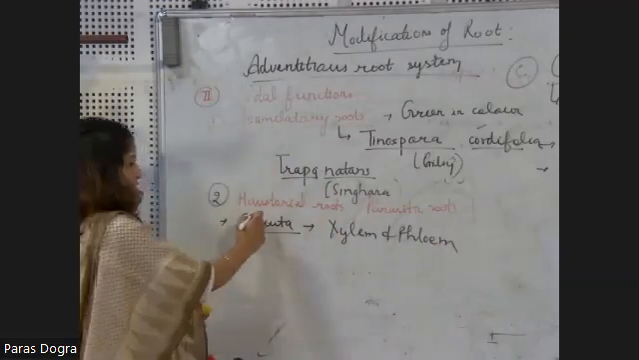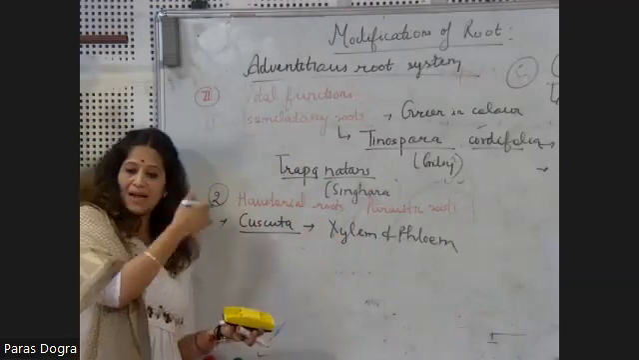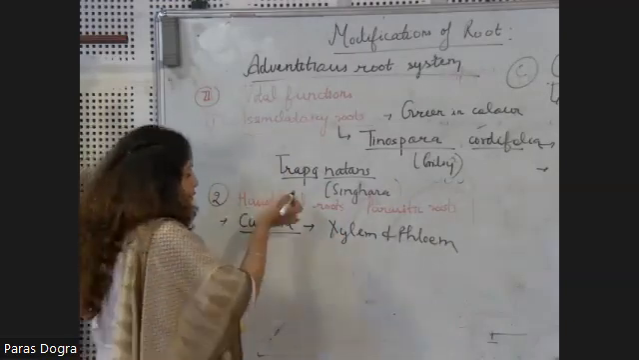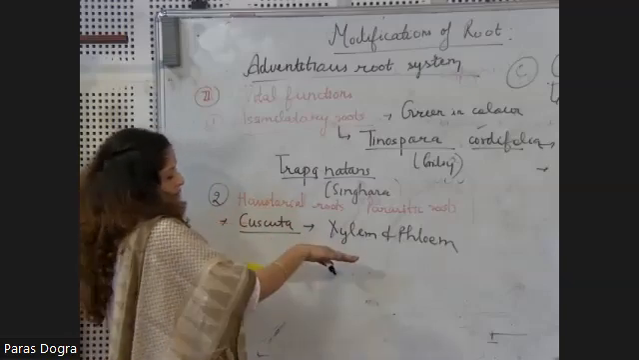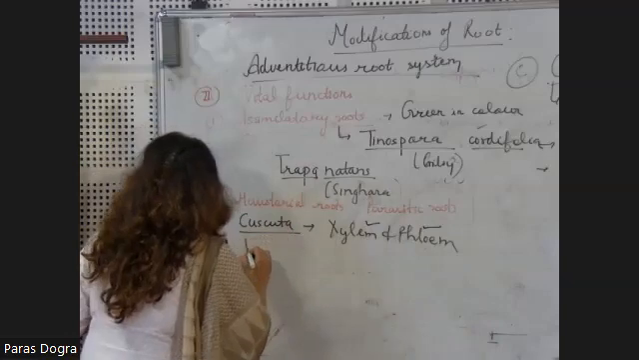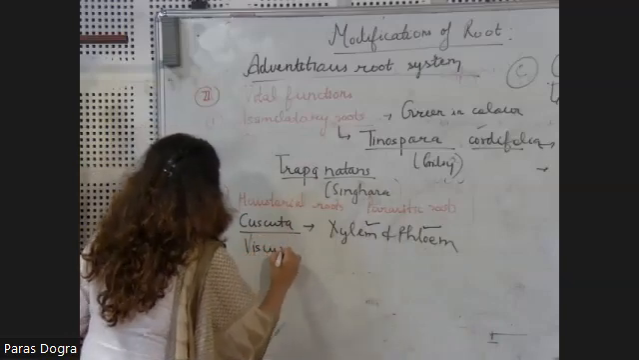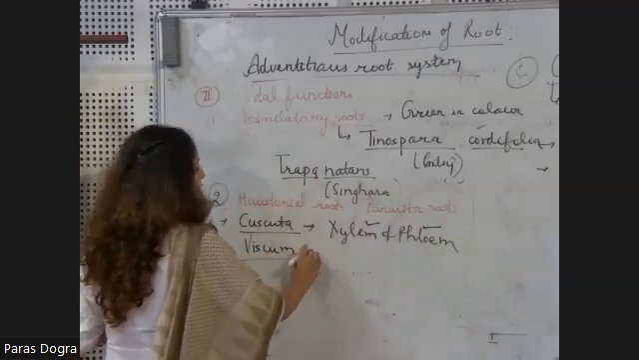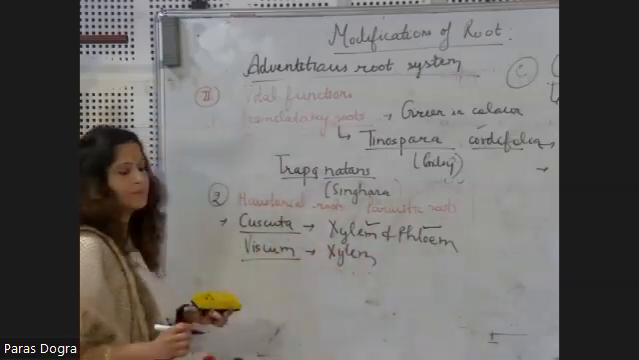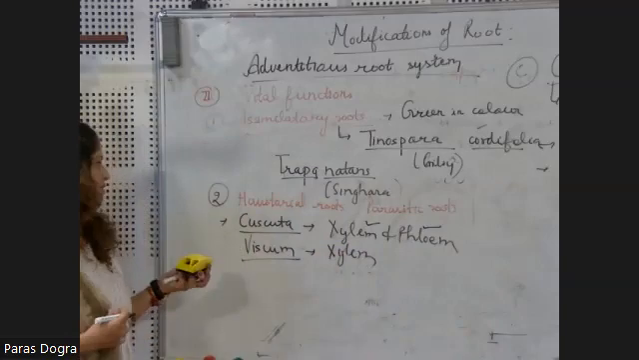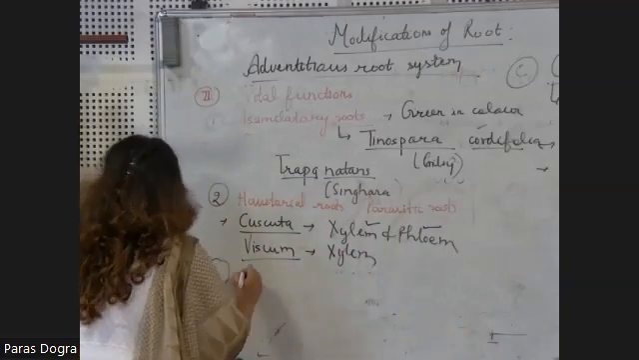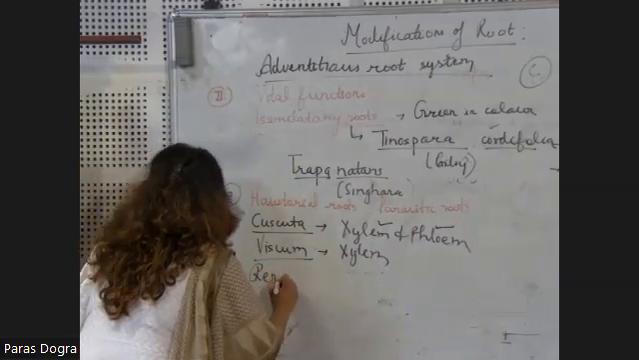In case of Cuscuta, the plant is a total parasite, so the roots make entry up to the xylem and phloem. Whereas in case of Viscum, which is a partial parasite, the roots extend only up to the xylem. This is the second category of modification of adventitious roots. Then third is reproductive roots.